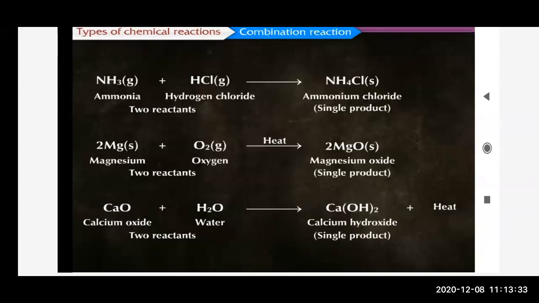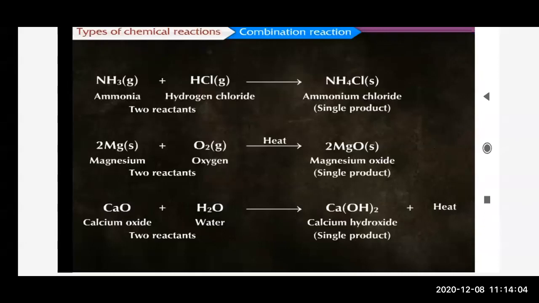Then we saw the second activity, about magnesium ribbon and oxygen. What did we do? We took a magnesium ribbon, held it with the help of a pair of tongs, and ignited it with the help of a burner. On burning in air, what happens? A white powder of magnesium oxide is formed. When the magnesium ribbon is burnt, after the burning completes, you will see a white powder. That white powder is magnesium oxide.